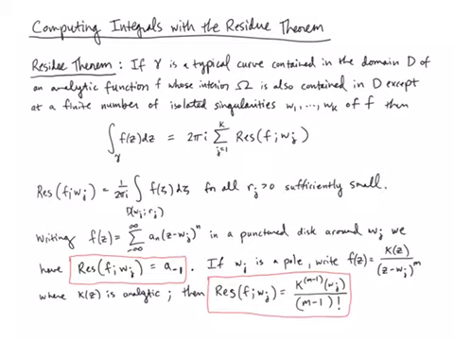So the picture is that your curve is like this, oriented counterclockwise, and you might have some singularities inside here, but everywhere else inside the curve your function is analytic, and the function is analytic along the curve itself. And so that's how you can compute this integral as a sum of the residues times 2 pi i.